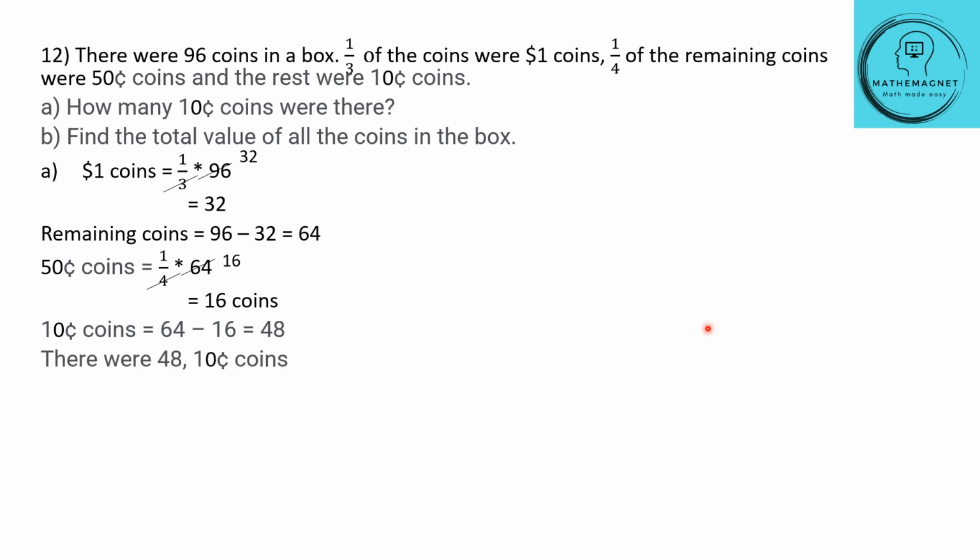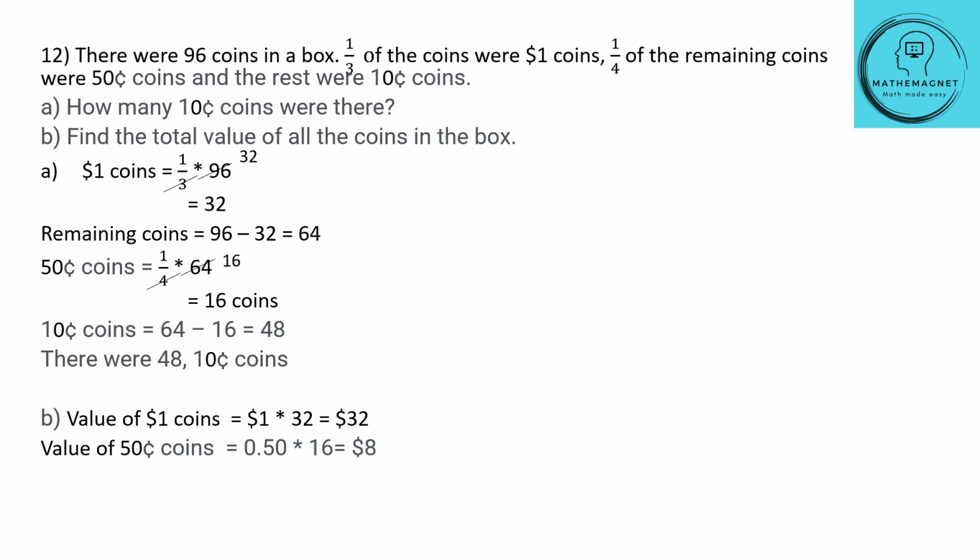Now coming to question B, to find the total value of all the coins in the box. We know the value of one coin. There were 32 $1 coins, so that will be equal to $32. Now the 50-cent coins, there were 16 coins. So 50 cents can be written as 0.50, into 16, will be equal to $8. In the same way, 10 cents can be rewritten as 0.10, and how many coins were there? There were 48 coins. So 0.10 into 48 will be equal to 4.8.